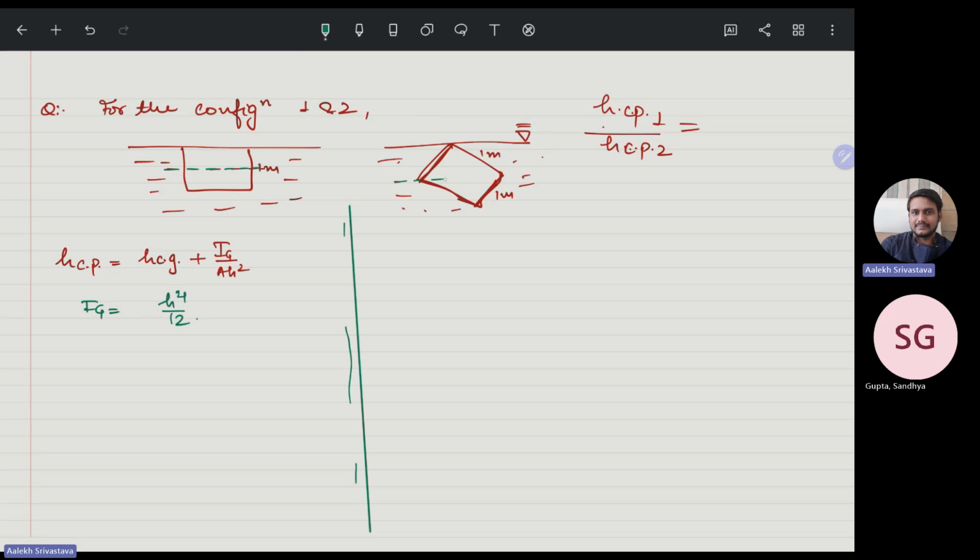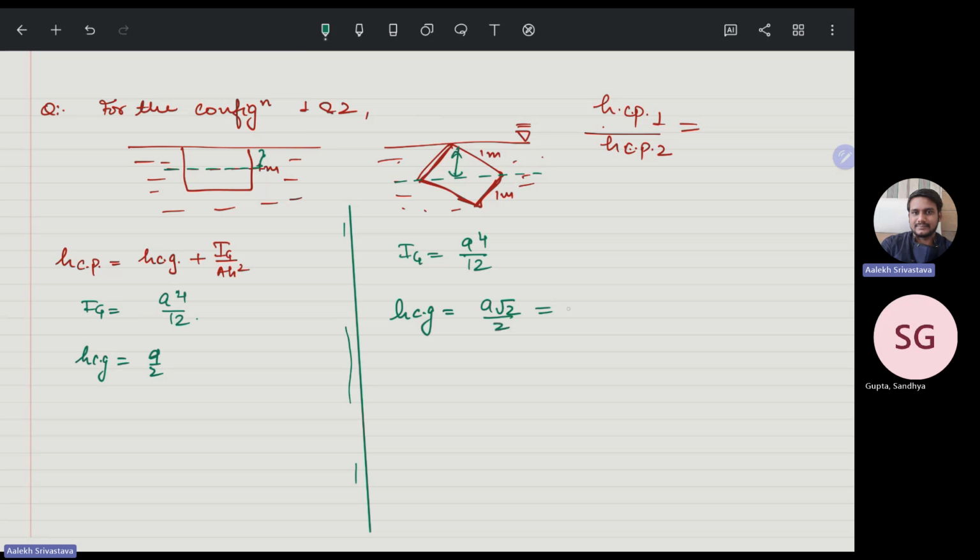And if I see along the diagonal of this section, here also the Ig is h raised to the power 4 by 12. Or I should write it as a raised to the power 4 by 12 because a is the side of the plate. And now here, if you see what is the center of gravity of the plate, it is a by 2 because this is half the length. Now here the center of gravity is, if you see, half the diagonal length. So diagonal is a root 2 divided by 2.